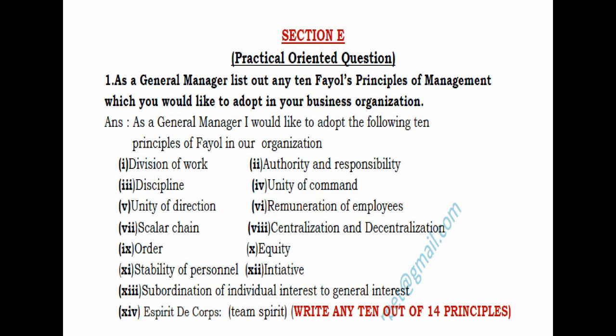To adopt in your business organization, you can write any 10 principles of management. So this is all about your second chapter, that is principles of management.